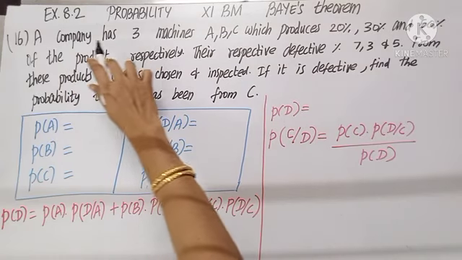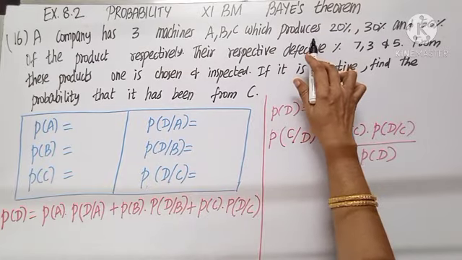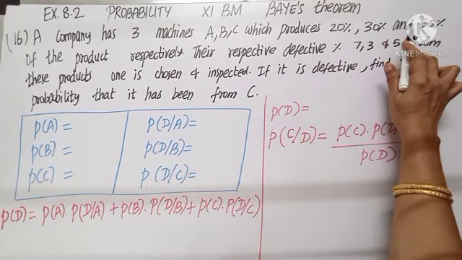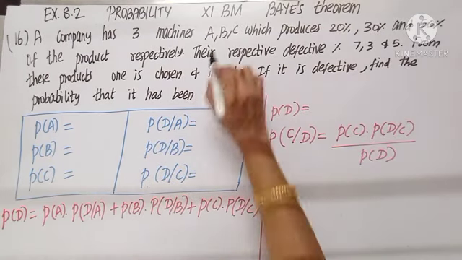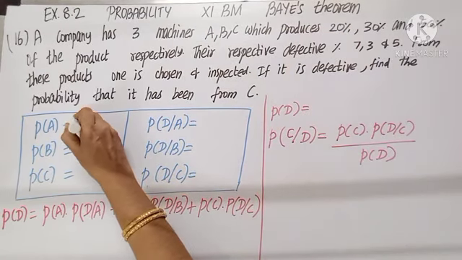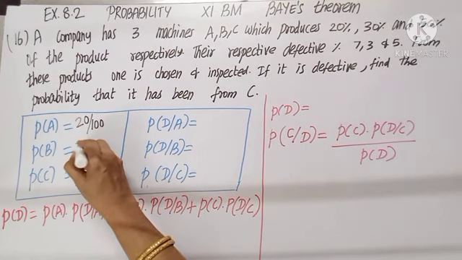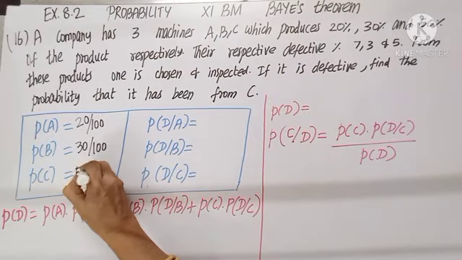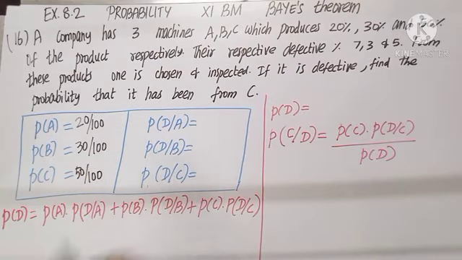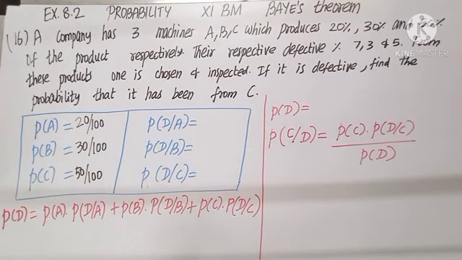A company has 3 machines A, B, C, which produce 20%, 30% and 50%. Let us write down the probability P of A. 20% tells me 20 by 100. 30% tells me 30 by 100. 50% tells me 50 by 100. So as I read the first line, we have written P of A, P of B, P of C.